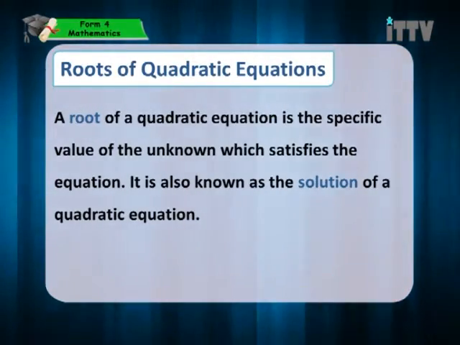Alright, what does it mean? Before this, the unknown is represented by x. Now, when the unknown's value has been identified, that particular value is called the root of the quadratic equation. And the root of the quadratic equation must satisfy the equation.